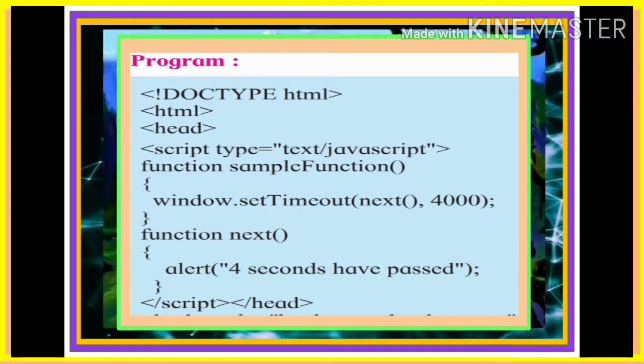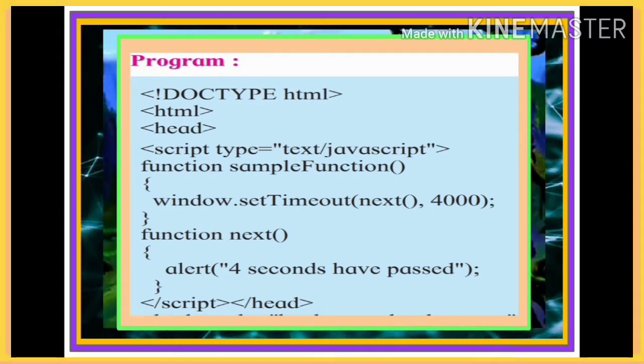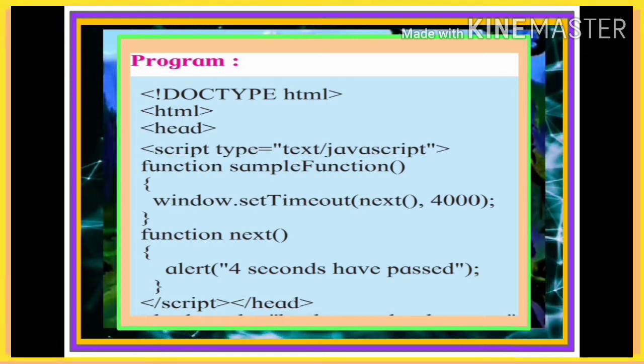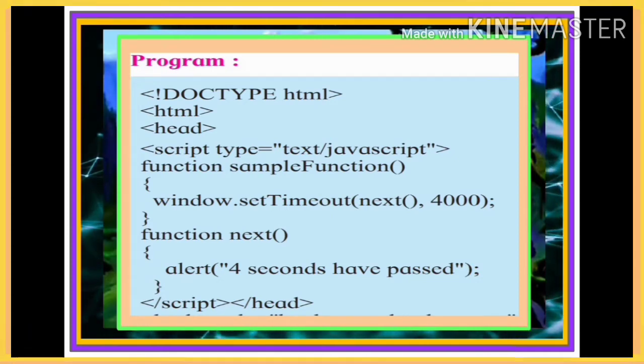In the next line, define the next function by using the function keyword. Function next function, open curly braces, write one message box, alert, open parenthesis having the message 4 seconds have passed, double quote complete, close parenthesis, close curly braces, close script tag, close head tag.